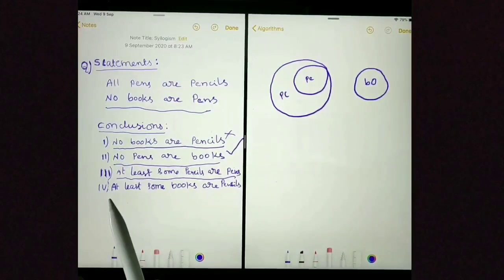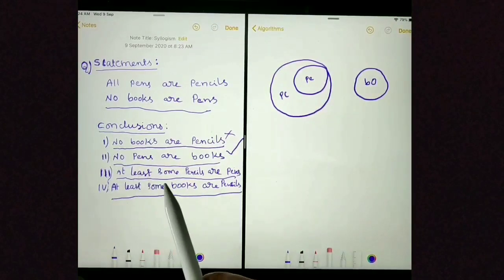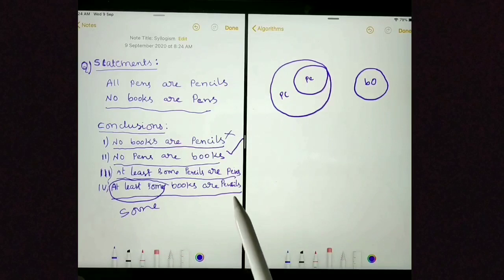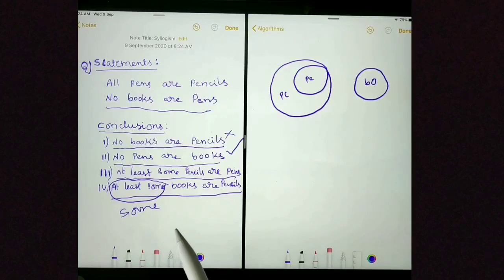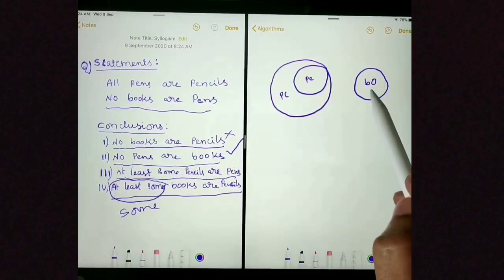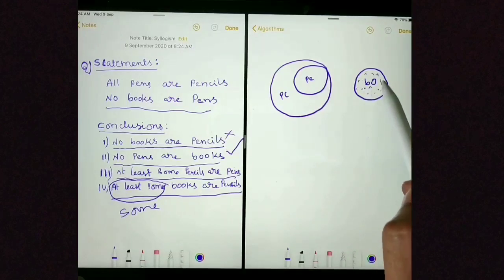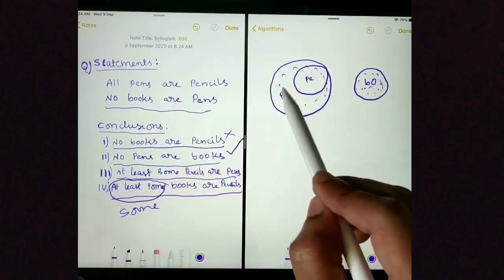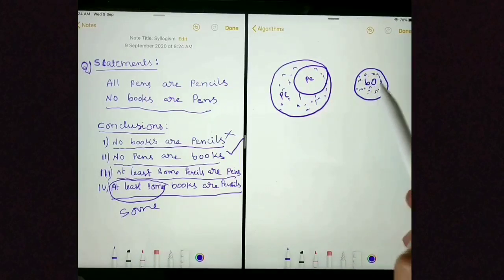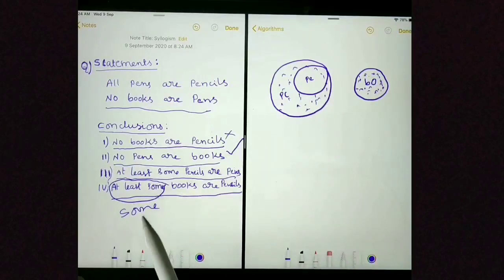Next conclusion is at least some books are pencils. Here also we can see at least some. If we replace it with some, it will be some books are pencils. And to disprove this conclusion, we need to prove no book is pencil. Let's see whether we can prove it or not. In this Venn diagram, you can see these are all books and these are all pencils. From this diagram, we can say that no book is a pencil. Because I could prove no book is a pencil, I can say that saying some books are pencils is wrong.